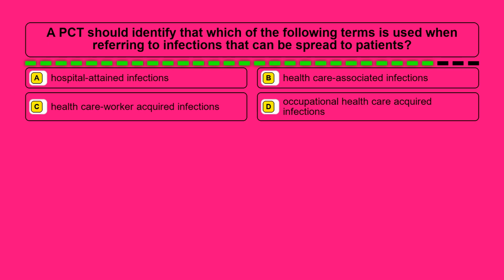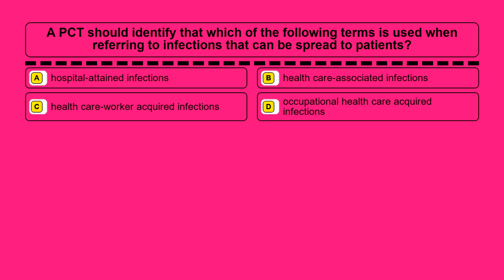Question 60. A PCT should identify that which of the following terms is used when referring to infections that can be spread to patients. Option A. Hospital-attained infections. Option B. Healthcare-associated infections. Option C. Healthcare worker-acquired infections. Option D. Occupational healthcare-acquired infections.